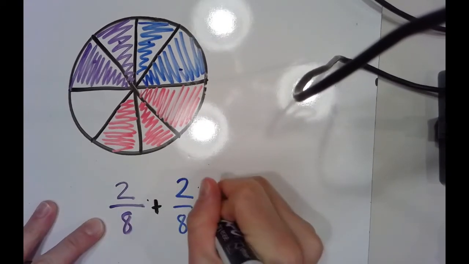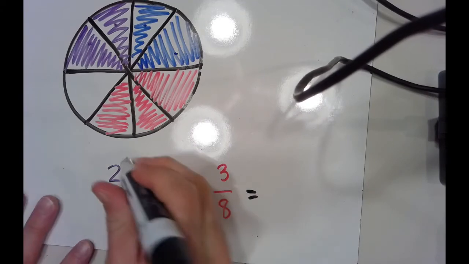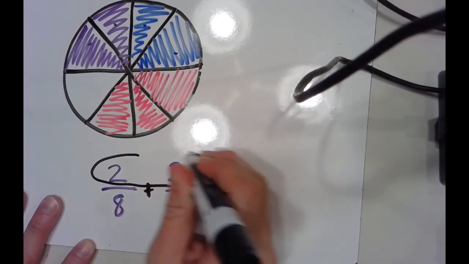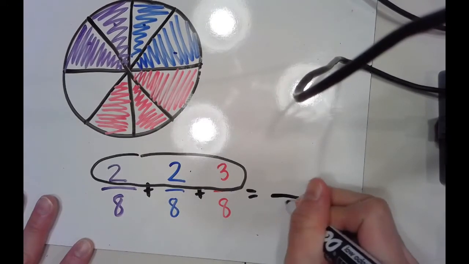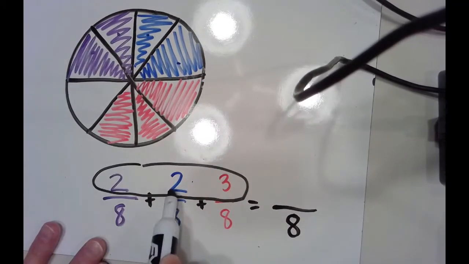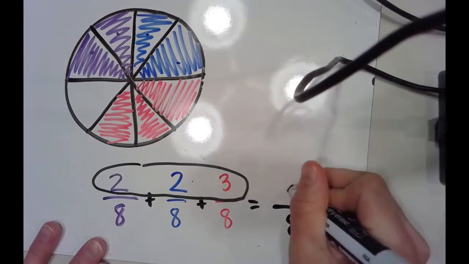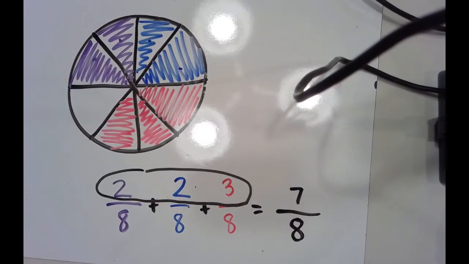Remember, like I said previously, when we add like fractions, we're going to only add the numerators together because we are not changing the total number of pieces in the pizza. There are always 8 pieces total that make up the whole. 2 plus 2 is 4, plus 3 more is 7. Altogether, we ate 7/8 of the pizza. You could also say that there is 1/8 of the pizza left.